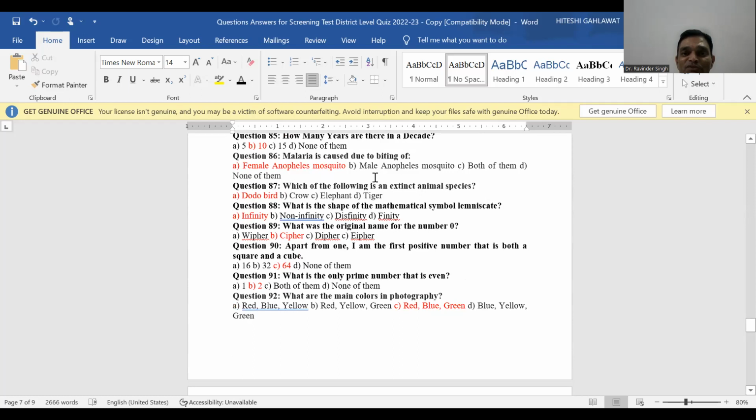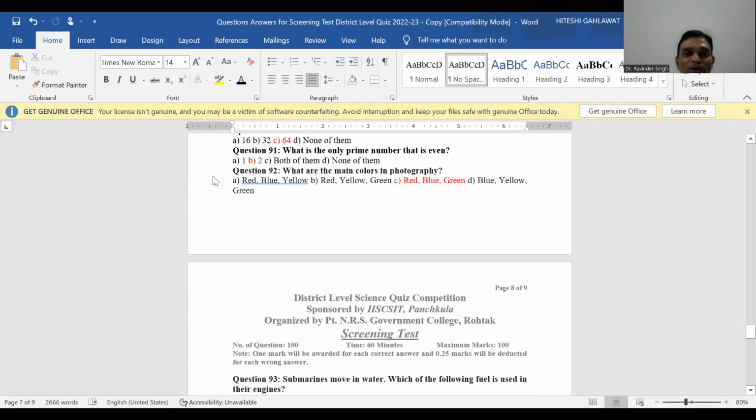Question number 87. Which of the following is an extinct animal species? Answer is dodo bird. Question number 88. What is the shape of the mathematical symbol lemniscate? So answer is infinity. What was the original name for the number 0? That is the cipher. Question number 90. Apart from 1, I am the first positive number that is both a square and a cube. The answer is 64. Question number 91. What is the only prime number that is even? That is 2.